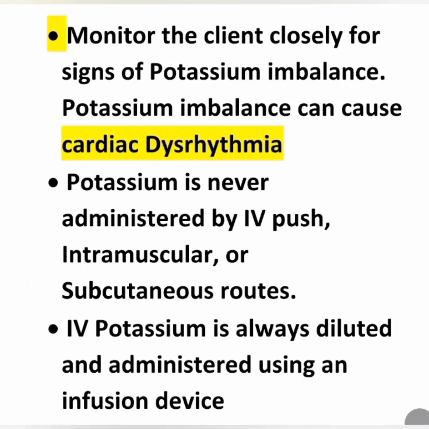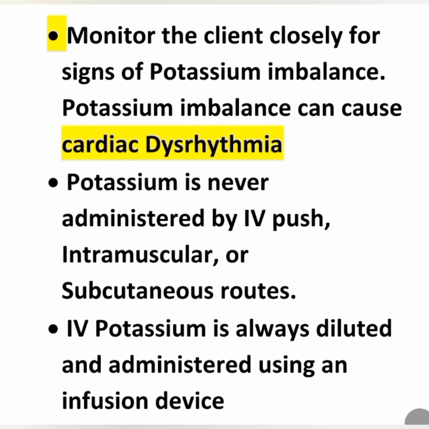Monitor the client closely for signs of potassium imbalance. Potassium imbalance can cause cardiac dysrhythmia. So if the person has either hypokalemia or hyperkalemia, we should continuously monitor the patient, because there is a chance of cardiac dysrhythmia. The next point: potassium is never administered by IV push, intramuscular or subcutaneous route.